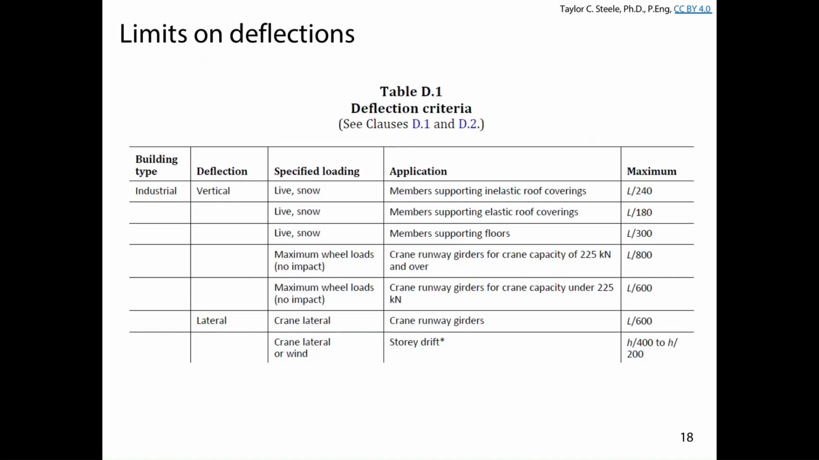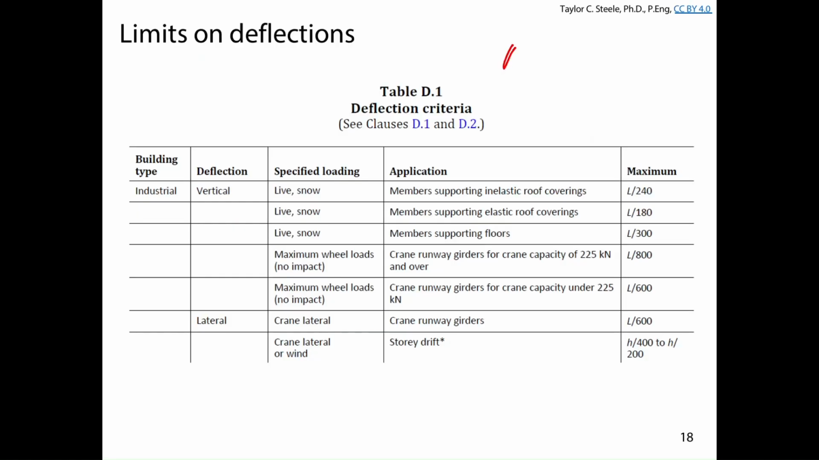And so if you're ever designing something that's supporting cranes, really, really small limits on deflection, so L over 800 or L over 600. For most other floor areas, L over 300, L over 240 are pretty reasonable. This is why I showed you on assignment 0 the calculation of L over delta, right? Because that's how we're basically going to be talking about the limitations on deflection.